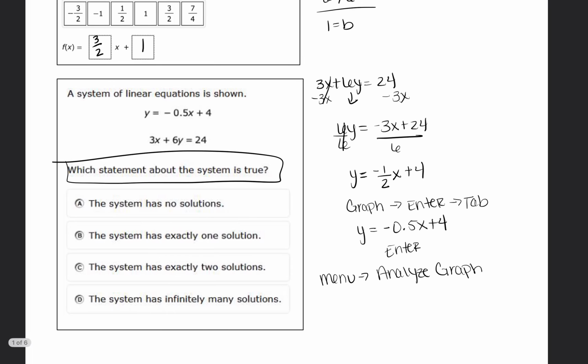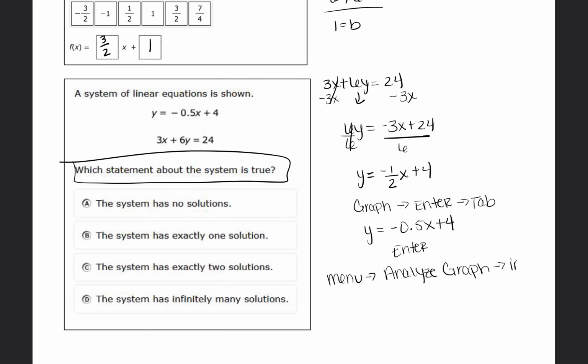And then you're going to look if they intersect. If you're really looking at it, what can you tell about the slopes? They're the same. So really and truly, this is where you guys have to slow down and realize you didn't have to graph them at all. Okay? So when they have the same slope, they are going to be parallel.